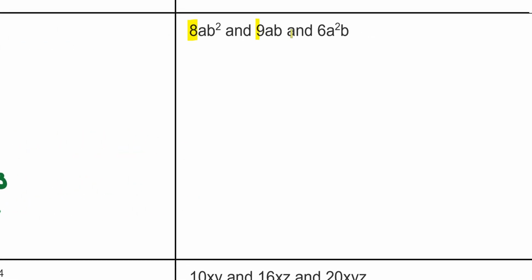Look at my 8, 9, and 6. Well, the biggest number that divides into 8, 9, and 6 is going to be 1. And then look at your A's. What's the smallest number of A's that we have there? Well, it's just a single A. And the smallest number of B's is a single B. So 1AB is your GCF.